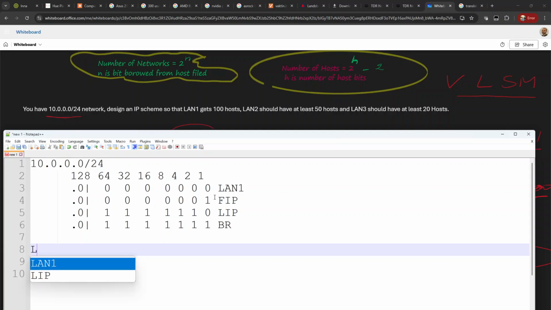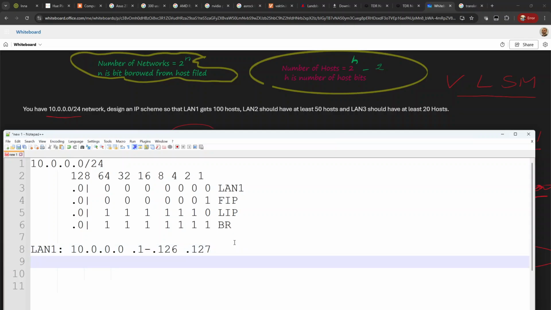So LAN 1 is 10.0.0.0, and then what will be the first IP in LAN number 1? It's .1, and then the last IP, since we have 126 hosts, if the first host is 1, then the last host will be 126, as we mentioned, and we can figure that out also using the magic number. And then 127 is the broadcast.